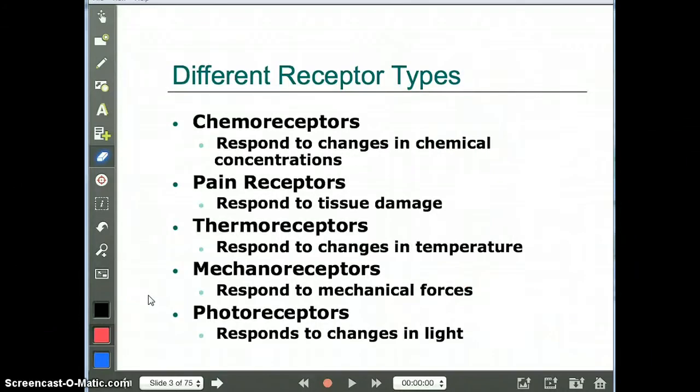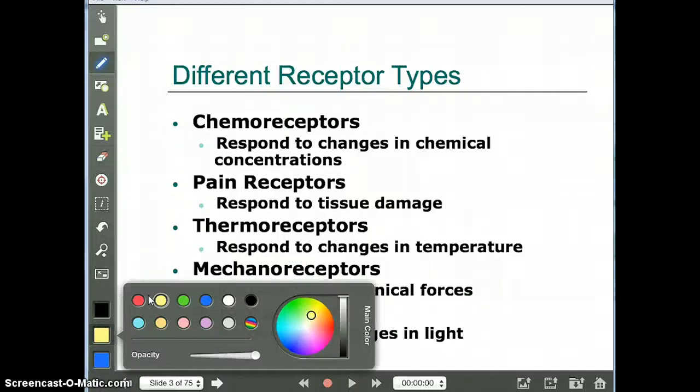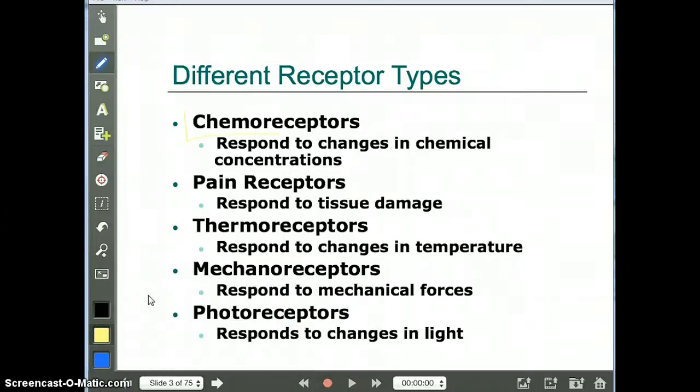Now looking at here, we've got 5 different types of receptors that are going to be on the body. The first one is going to be referring to a chemoreceptor. Chemoreceptors are referring to chemicals. Okay, chemo is chemicals. Pain receptors respond to tissue damage. So anything referring to tissue damage, tears, swelling, that's where we get our sense of pain. Thermoreceptors, thermo, like a thermometer, is referring to temperature. Anything with that is your temperature. Mechanoreceptors, mechano refers to movement.